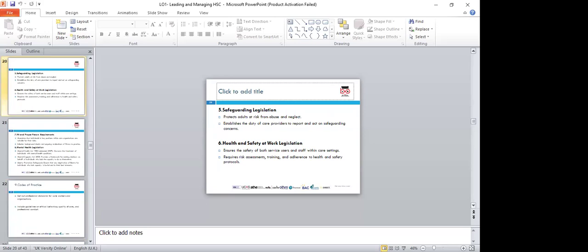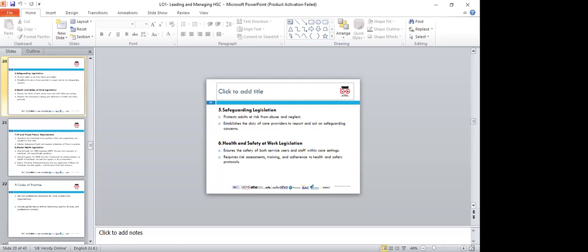Then we have safeguarding legislation that seeks to protect adults from abuse and neglect. Establish the duty of care providers to report and act on safeguarding concerns. I will not say only adults, we can also add children, because there are people who take care of children as well. So protect adults and children from abuse and neglect, and establish the duty of care providers to report, very, very important, and act on safeguarding concerns when they are being reported.